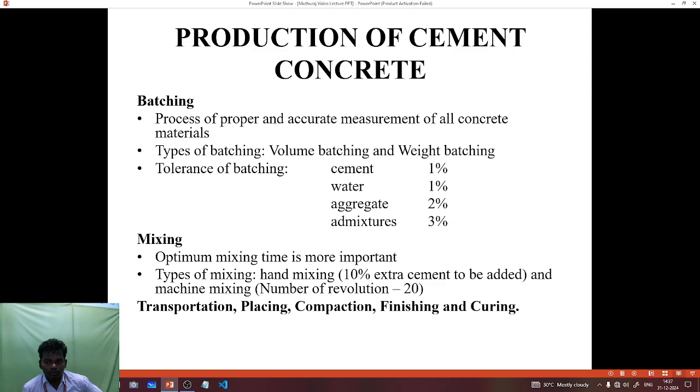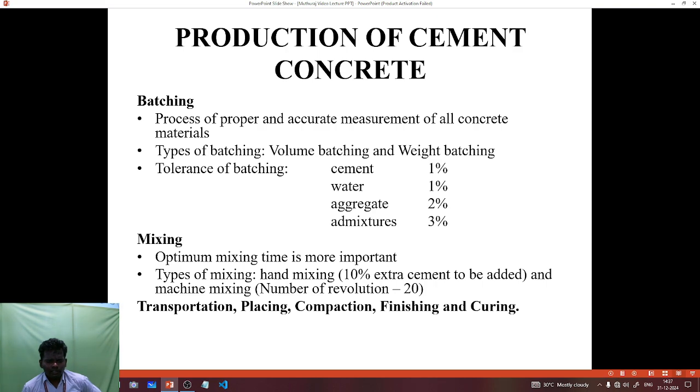The water should not be increased or decreased by more than 1% of the required amount, for aggregate 2% is allowed as tolerance, and for admixture 3% is allowed as the tolerance limit.